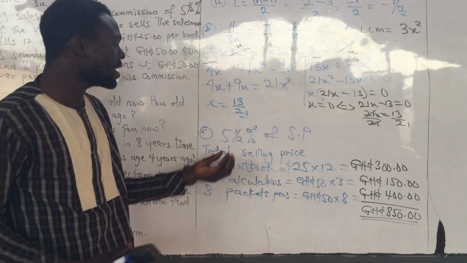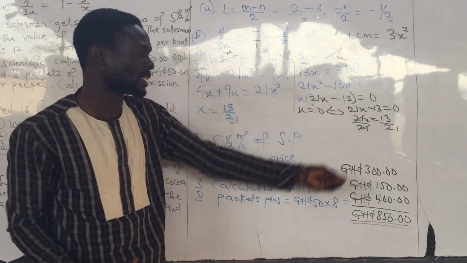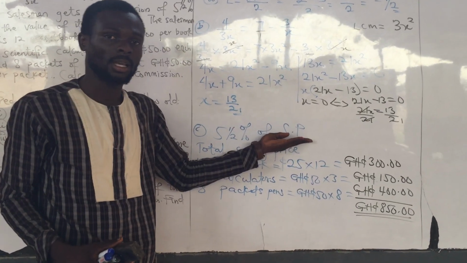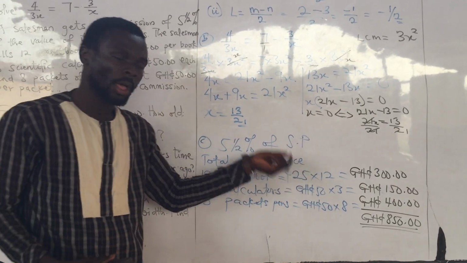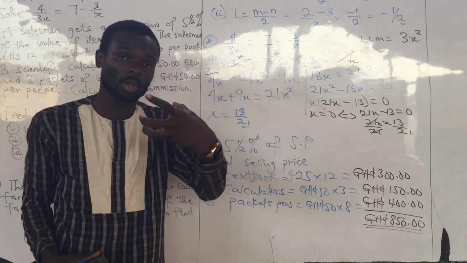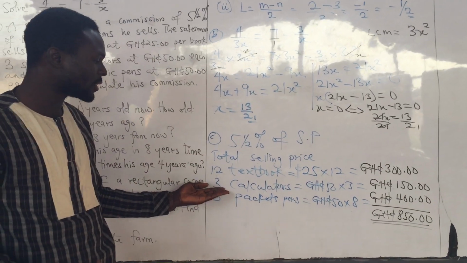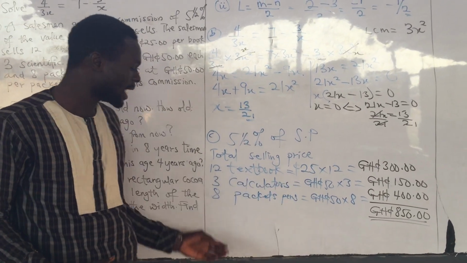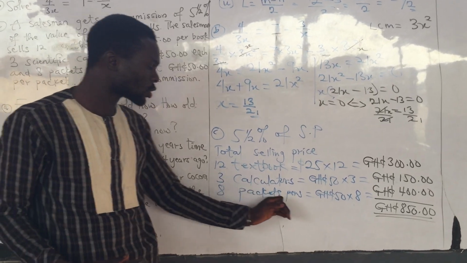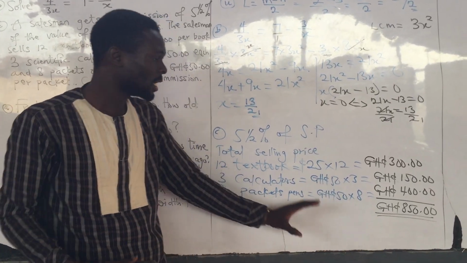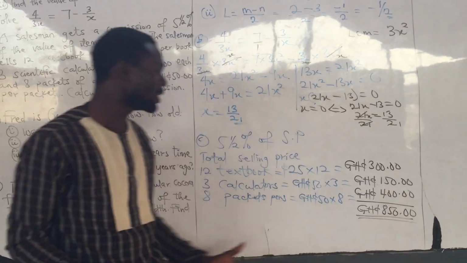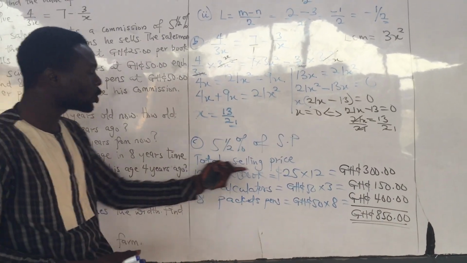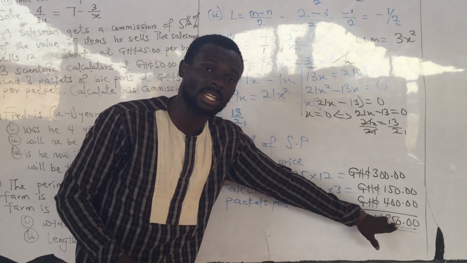So he was given 5.5% of the selling price. And to get the selling price, multiply the 12 by the cost of each, multiply the 3 by the cost of each calculator, multiply the 8 by the cost of each packet. Whatever you get, you put them together, giving you the total selling price. So we have the total selling price as 850.